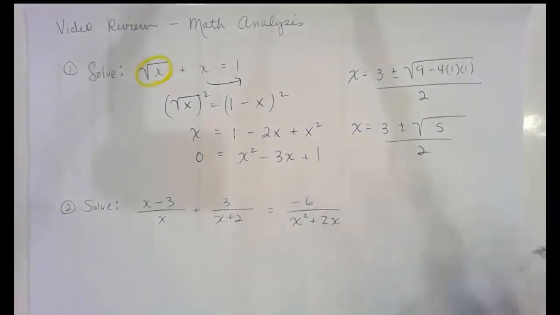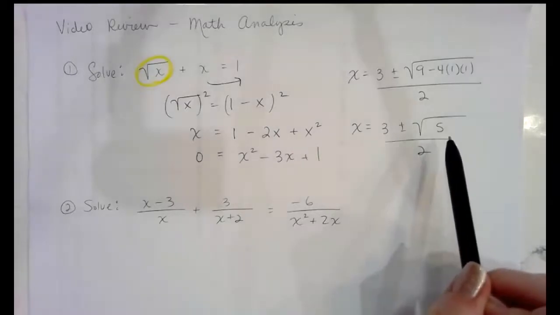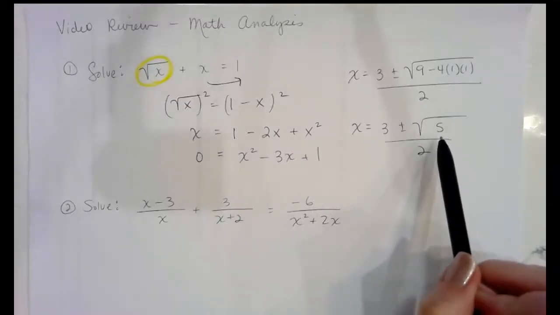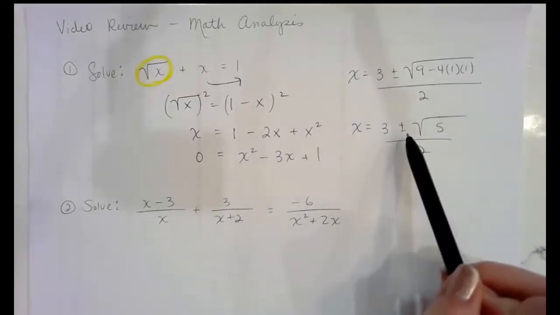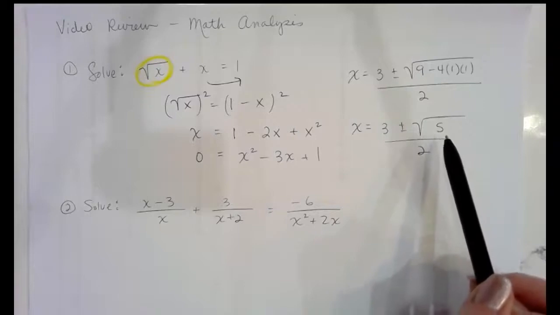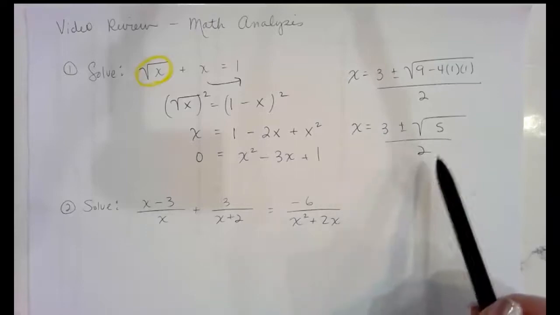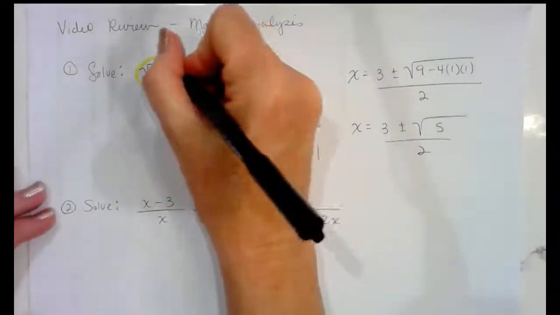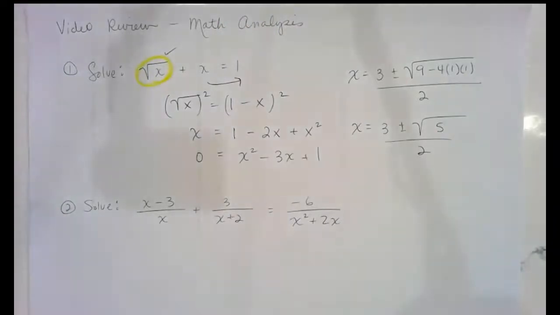Now, what we need to check is, I'm going to do just a quick estimation here. The square root of 5 is slightly bigger than 2. So 3 minus 2 and some change is still a positive number. So even though we're subtracting root 5, it's still positive when we divide it by 2. Therefore, it will still maintain the domain restrictions from the given problem because of the square root.